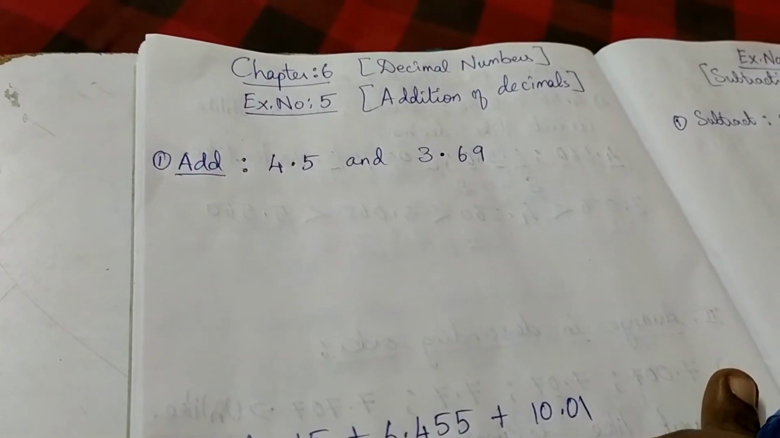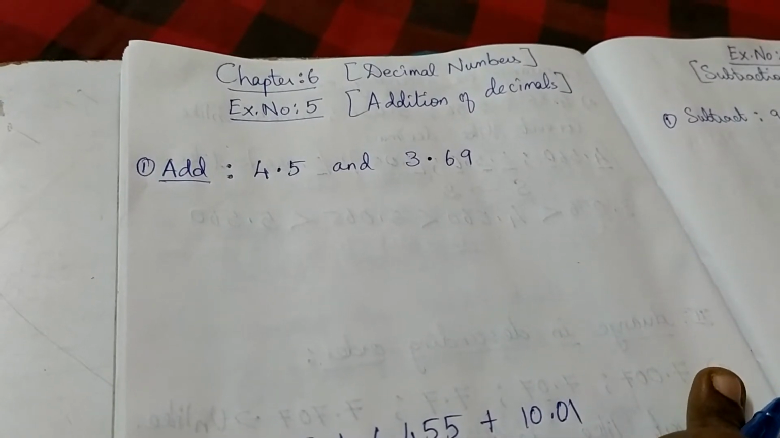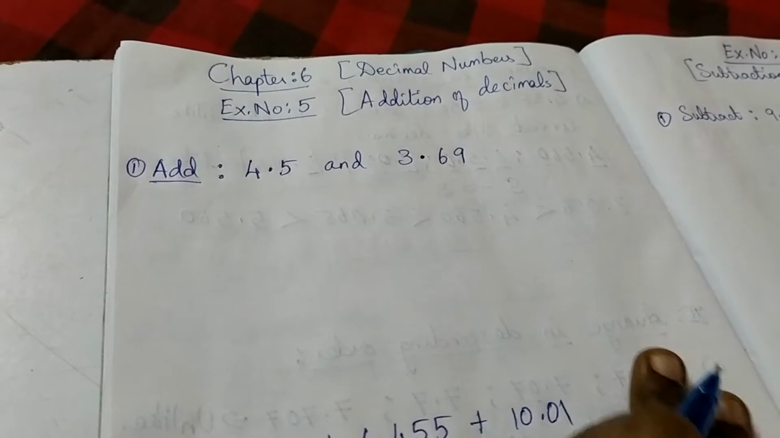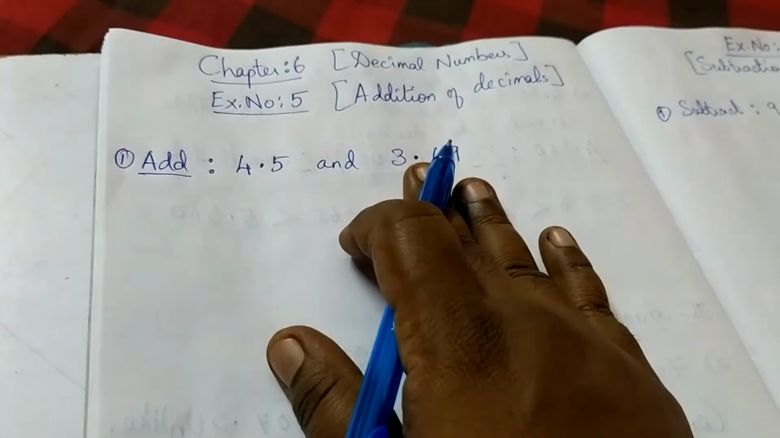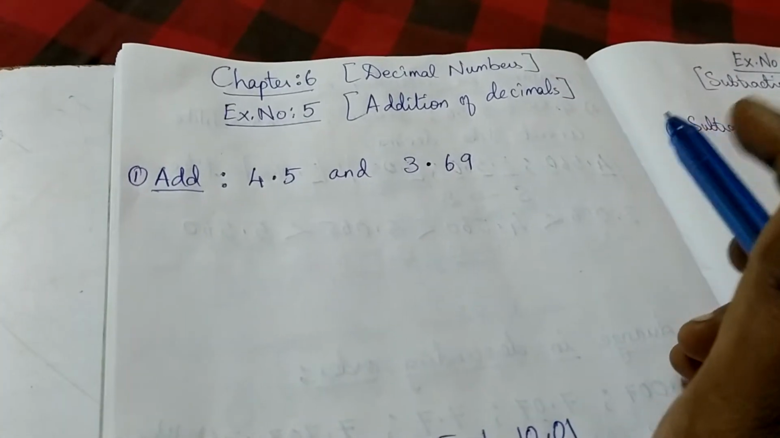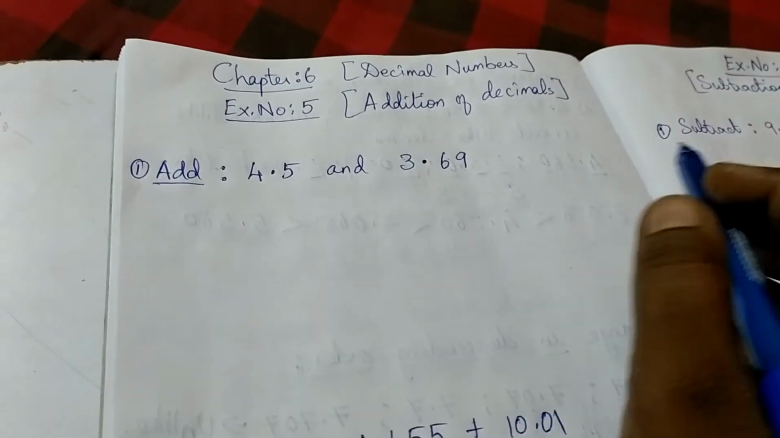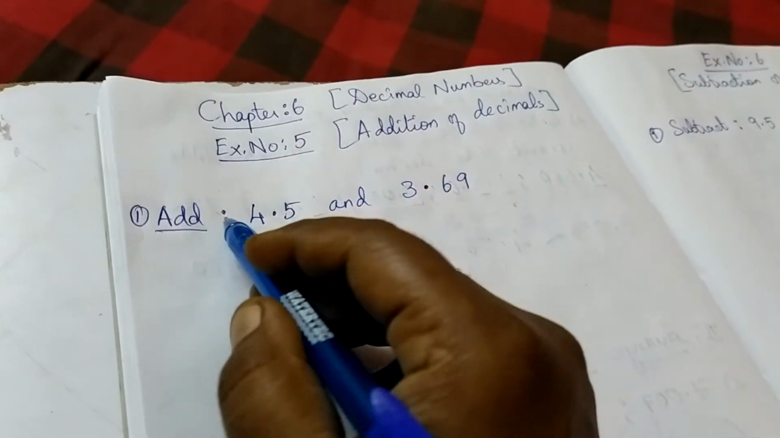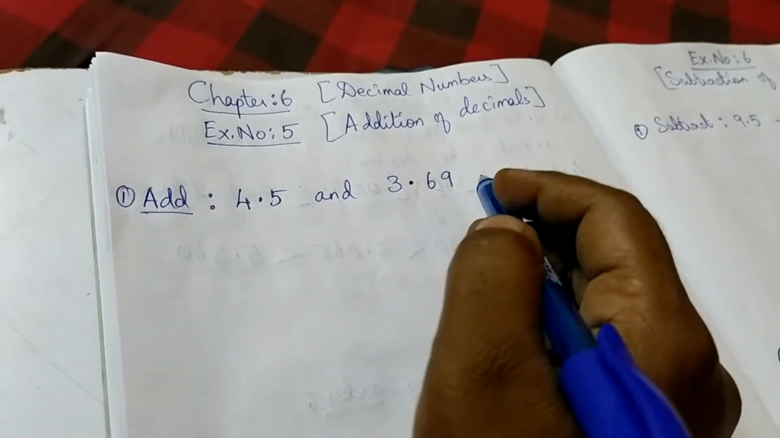Hello children. Chapter 6 exercise 5, you are going to see in this video about addition and subtraction of decimal numbers. First we will see addition of decimal numbers in exercise 5 and subtraction of decimal numbers in exercise 6. So exercise 5 and exercise 6 both together we are going to see in this video. Add 4.5 and 3.69.